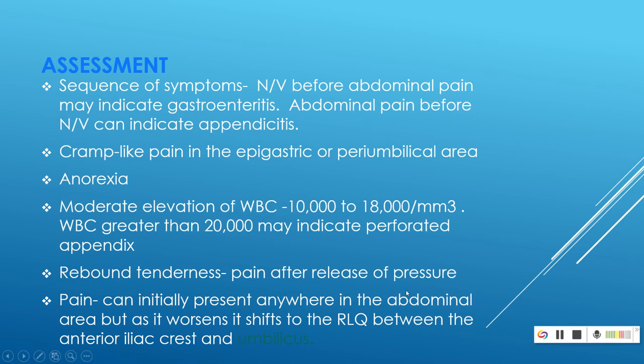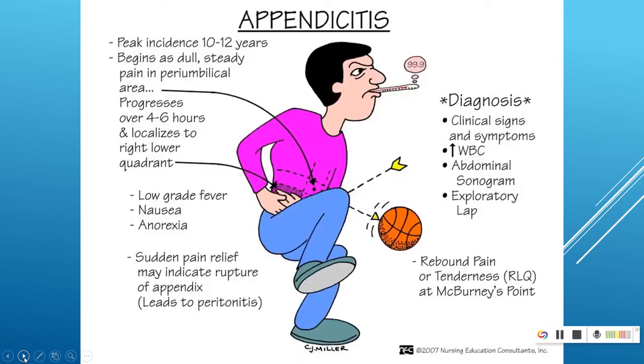Pain can initially present anywhere in the abdominal area, but as it worsens, it shifts to the right lower quadrant between the anterior iliac crest and the umbilicus. That's called McBurney's point, and I have a picture of that coming up. So with appendicitis, the peak incidence is usually between 10 to 12 years. It begins as a dull, steady pain in the periumbilical area. It progresses over 4 to 6 hours and localizes to the right lower quadrant.